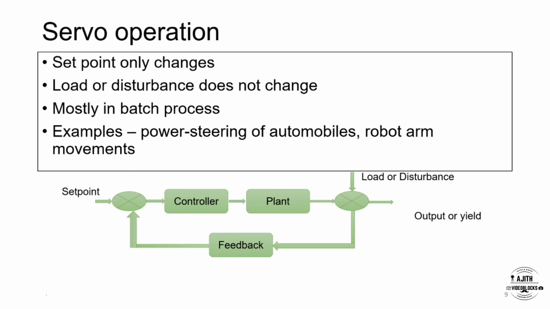Let's see about servo and regulatory operations. Each and every process has a set point and a load variable along with the output or controlled variable. When there is a change made in set point to attain the output of any process, then it is called a servo operation. A good example would be the turning of the steering wheel in an automobile. It can also be said that the tendency of any process to follow the set point is called servo operation. Servo operations are quite common in batch processes.